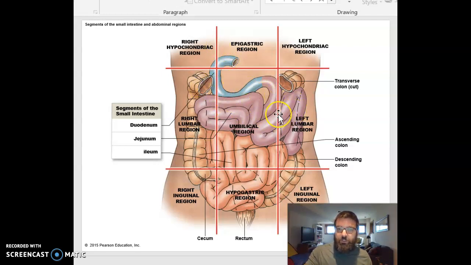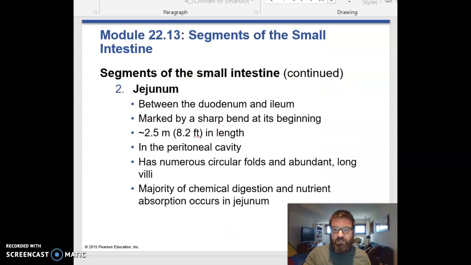Then you have your jejunum, which is the next part. And your jejunum is where the majority of your breakdown and the majority of your absorption occurs. So the jejunum has lots and lots of surface area. So this is where you have the most circular folds. This is where you have the most villi. Again, those finger-like villi and microvilli. And this is really the business end of your intestines.